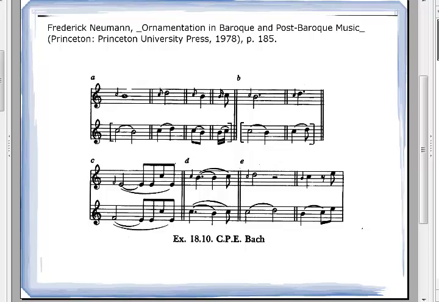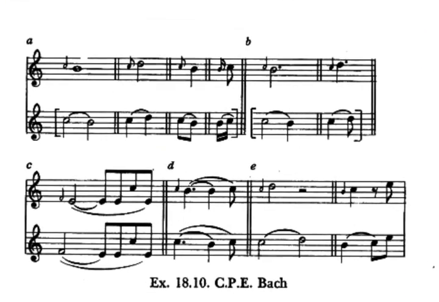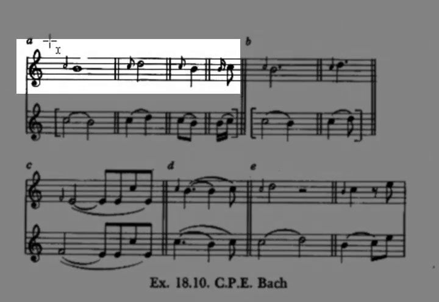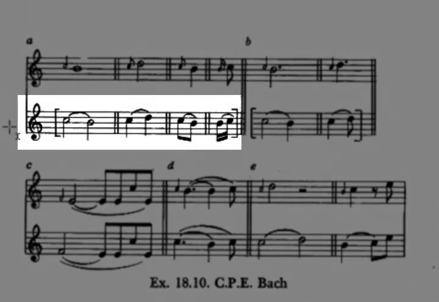Now here we have a table of some Appoggiaturas given by C.P.E. Bach, who was J.S. Bach's son. This is from one of his important treatises. This is found quoted in Frederick Newman's book. And you can see here the Appoggiaturas are given as how they would be shown in the music, but we also find below how they would be played by the performer.